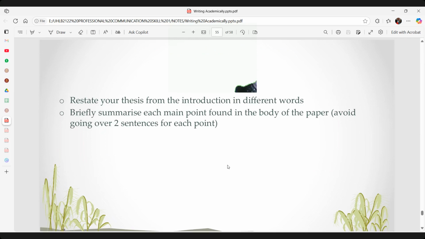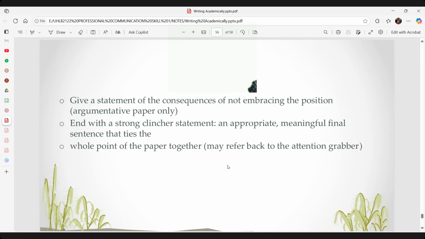But if you want to go with paraphrasing, make sure you paraphrase like this. Do it the way university students paraphrase, not kindergarten paraphrase. Okay. Give a statement of the consequences of not embracing the position, but that is for argument paper only, and end with a strong clincher statement, an appropriate meaningful final sentence that ties the whole point of the paper together. It may refer back to the attention grabber.